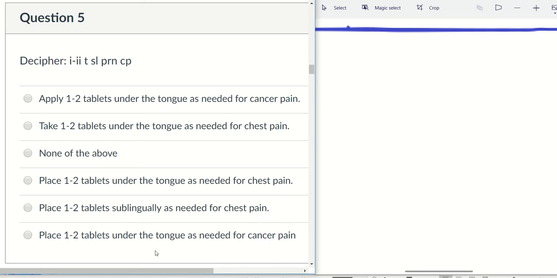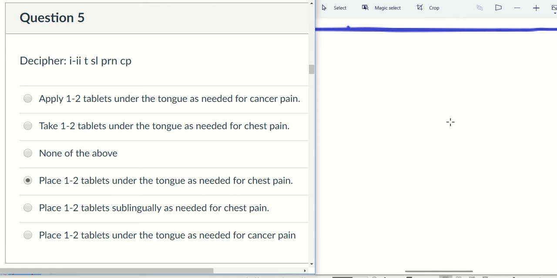Last of the deciphering. SL is place. Very good. Place 1 to 2 tablets. How? Under the tongue as needed for chest pain. Not cancer pain. Chest pain. For chest pain. All right, now let's get into the math.